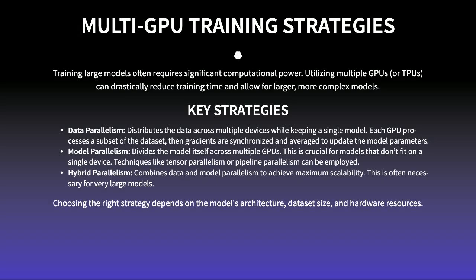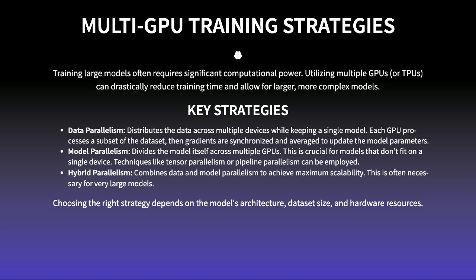Okay, let's talk about how to speed up your training with multiple GPU. When dealing with massive models and huge datasets, simply relying on one GPU just won't cut it. So, what are our options? The first big technique is data parallelism. Think of it like dividing the work among several teams. Each team gets a chunk of the data, trains its own copy of the model, and then they synchronize their results to make sure everyone's on the same page.